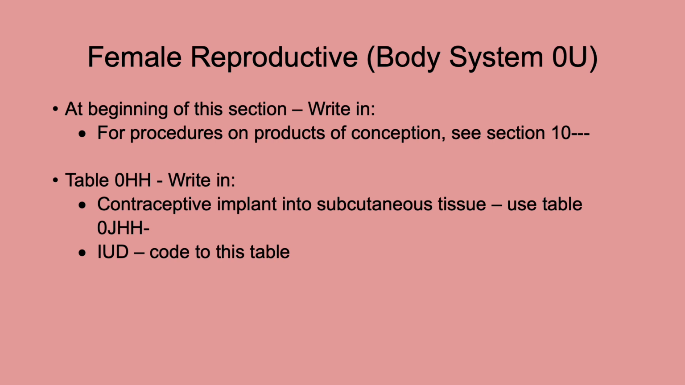So turn to table 0HH and write in contraceptive implant into subcutaneous tissue, use 0HH. And then write in IUD code to this table.